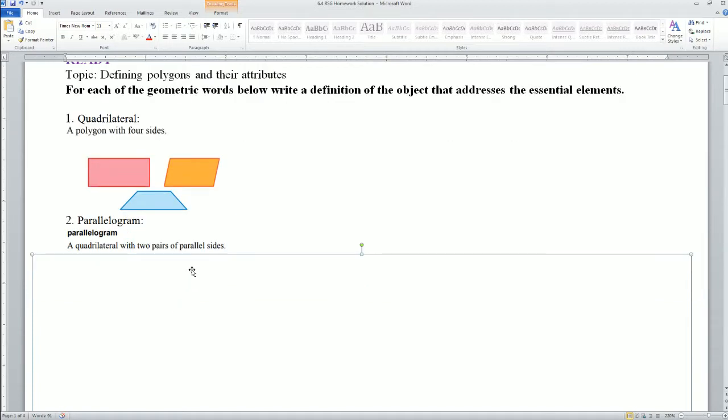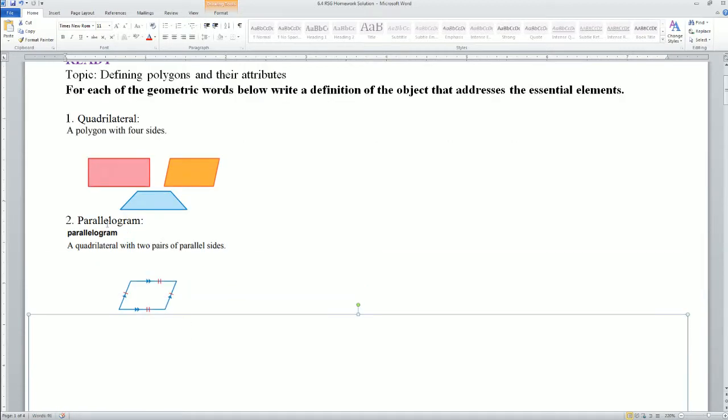A parallelogram. A parallelogram falls under a quadrilateral. It is a special type of quadrilateral. It has two pairs of parallel sides. So the top and the bottom, and the left and the right are all parallel to each other. Okay, so that is a parallelogram. A parallelogram falls under a quad.